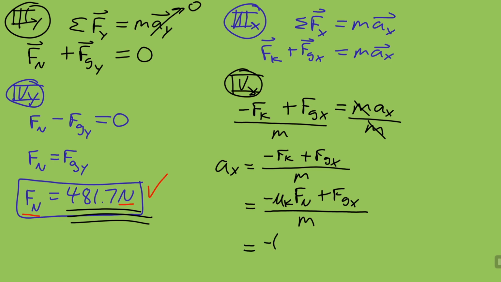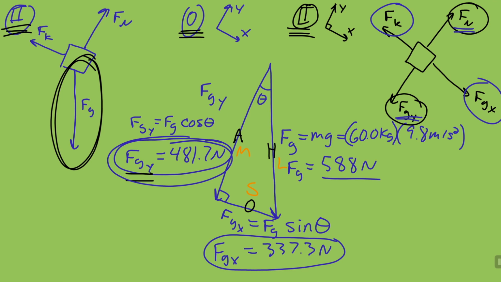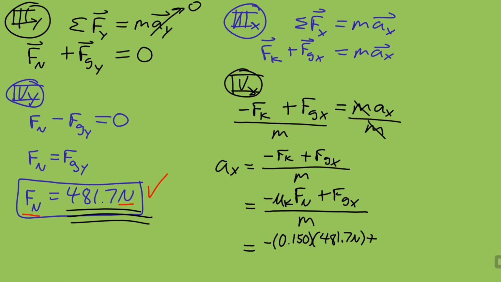So that's going to give us minus mu sub k is 0.150. F sub n is that 481.7 number that we worked so hard to get before. 481.7 newtons. Plus f sub gx. So let's look back at step 0. That's this number here, 337.3 newtons, and all of this divided by the mass. And the mass is 60 kilograms.